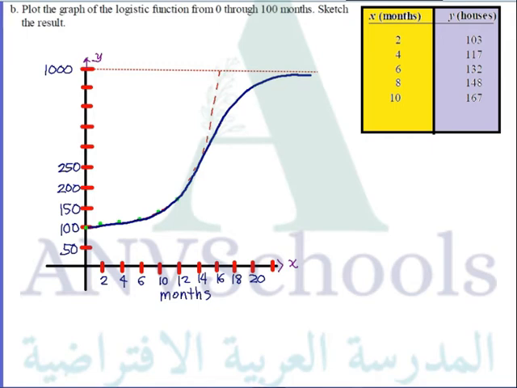Okay, so from 2 months to 100 months, you will have a graph that behaves like this. So first it is exponential, and then it levels off, having the concavity downwards beginning from its point of inflection, which is midway between 1000 and 0.